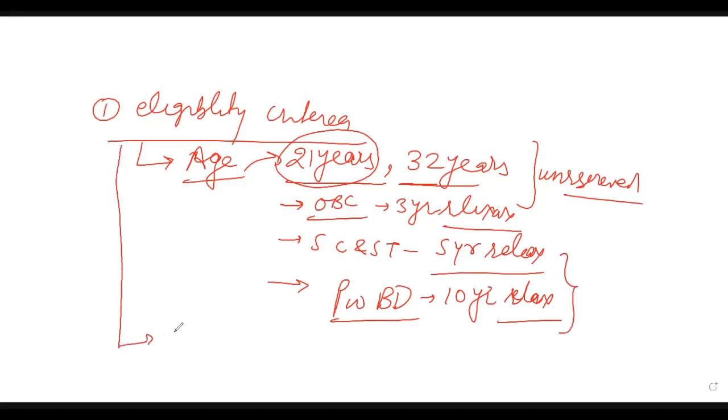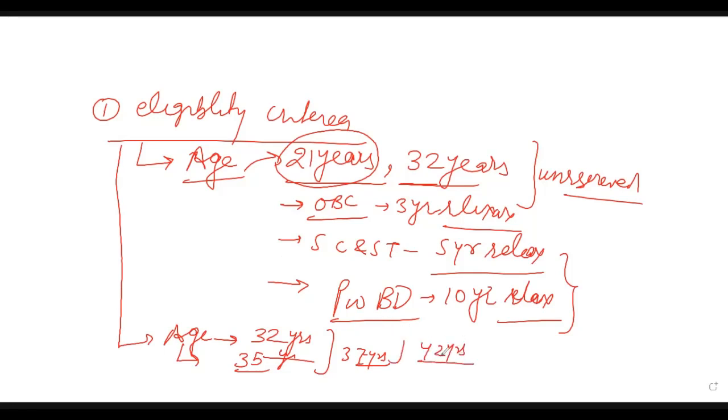When we talk about maximum age, as we have discussed, for the unreserved or general category it is 32 years. For OBC, 35 years. For SC and ST, 37 years. And for persons with benchmark disability, it is 42 years.